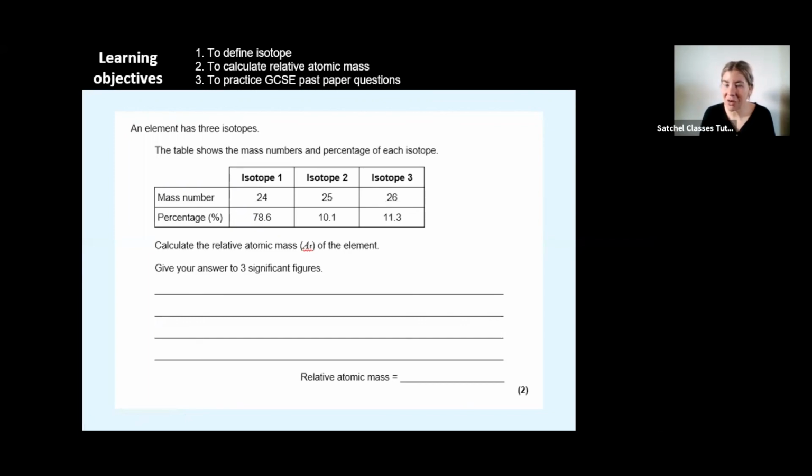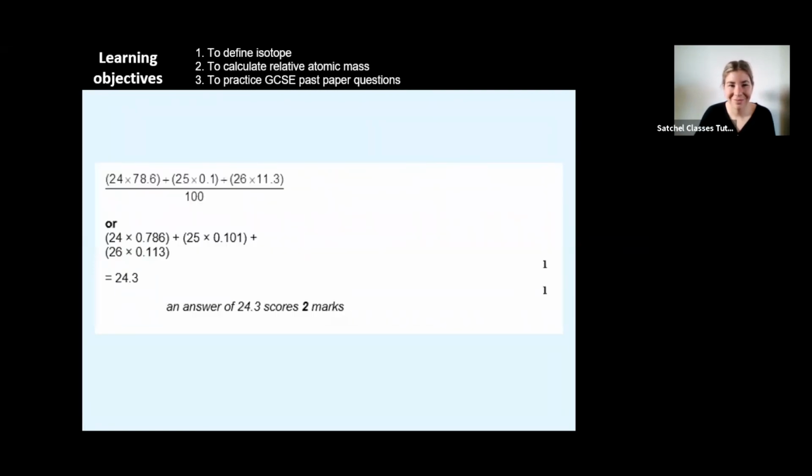Okay, I'm going to show the mark scheme, so if you haven't had a go, make sure you do so now. So really well done if you got it correct. It was 24.3, okay? And again, it's just mass times abundance plus mass times abundance plus mass times abundance, all over 100. So really well done. If you didn't show your working and you've just given the answer, that gets you 2 marks. Okay, so you can just put the answer.